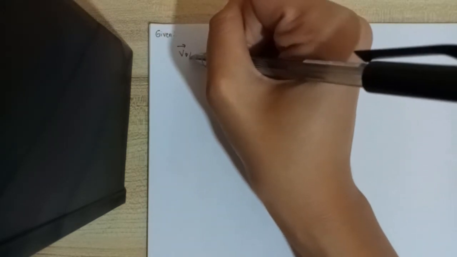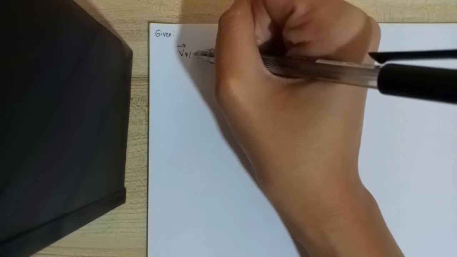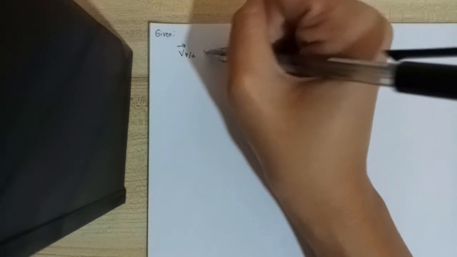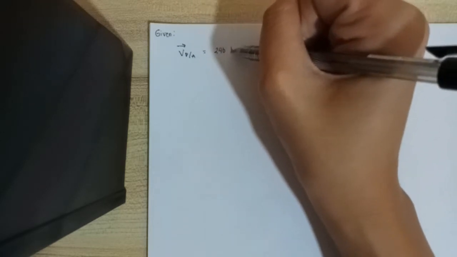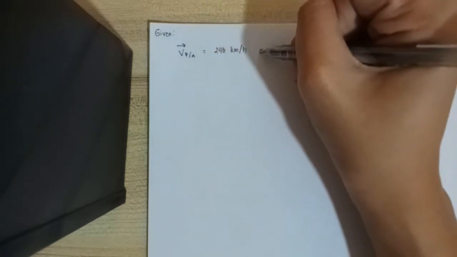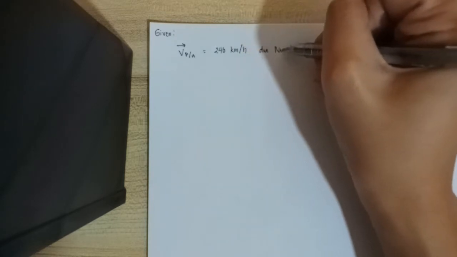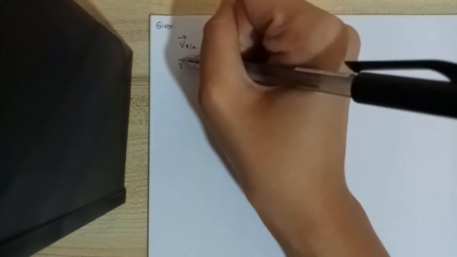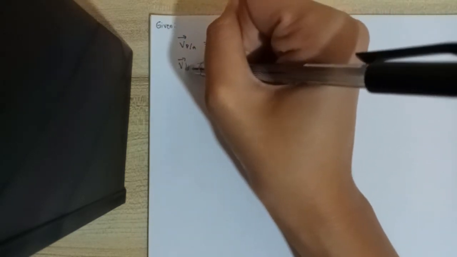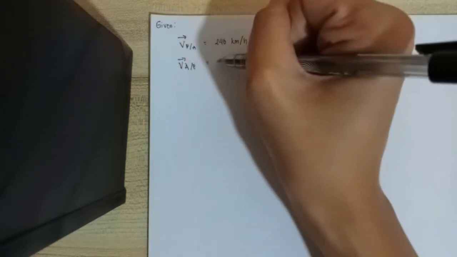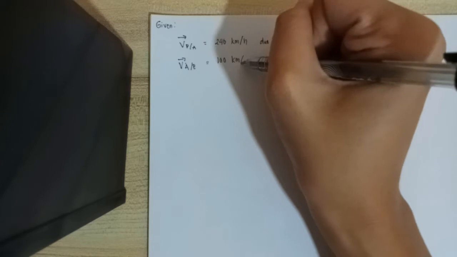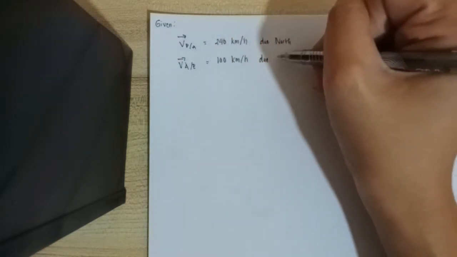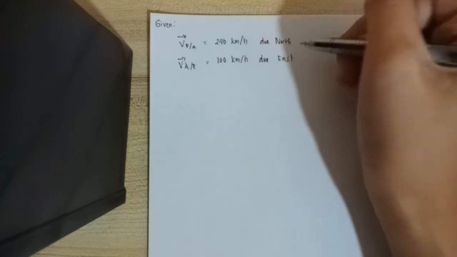The velocity of the plane relative to the air is equal to 240 km per hour due north. Next, the velocity of air relative to Earth is 100 km per hour due east. So how will we solve that?